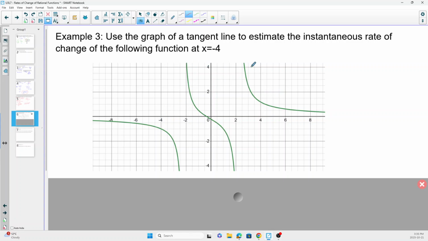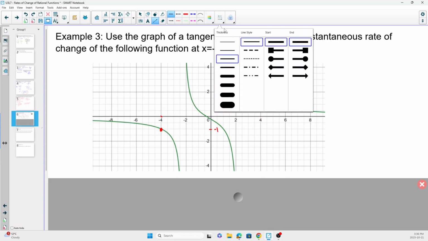So x equals -4 is right here, and the function value at that point is right here. Now, that is a value of -1, a function value. That does not tell us anything about the rate of change at that point. Hopefully we can see that it's a negative rate of change. At that point, the function is decreasing. But how we do this from a graph is we draw a tangent line.